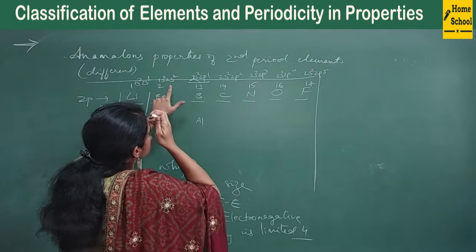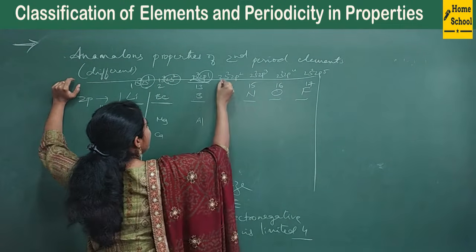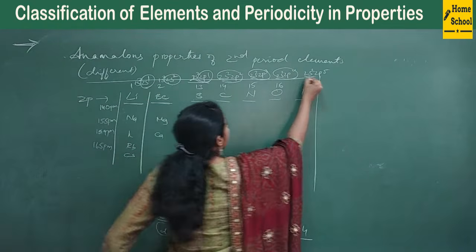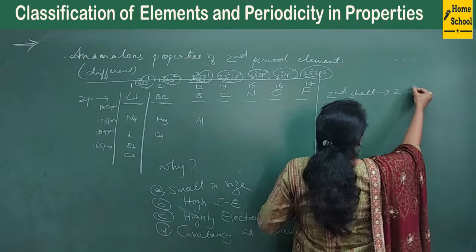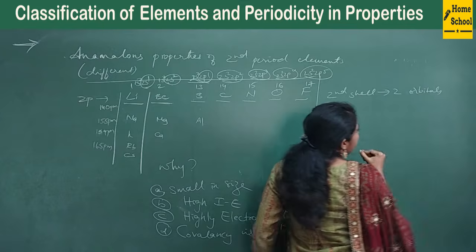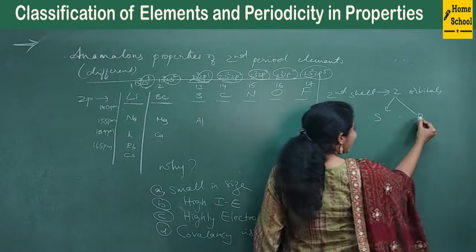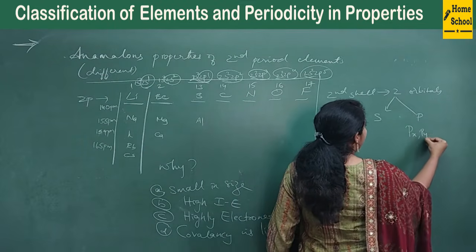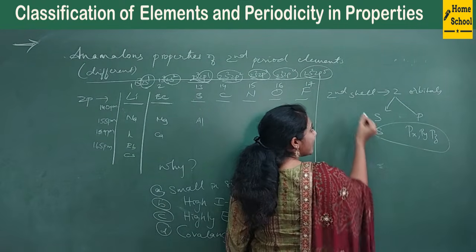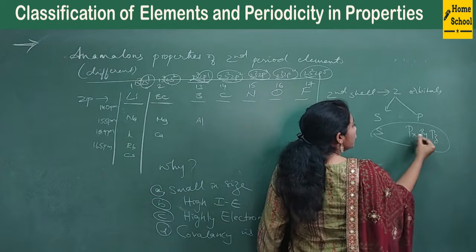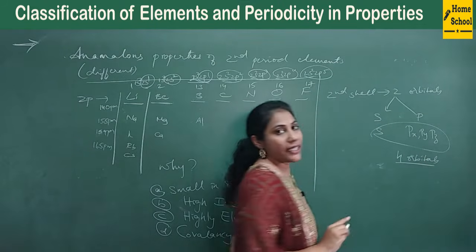So in every case, the second shell is the last shell, isn't it? In the second shell, we have only 2 types of orbitals. One is the s orbital and the other is the p orbital. Again there are 3 p orbitals, isn't it? Px, py and pz, and there is only one s orbital. So altogether how many orbitals are there in the second shell? 1, 2, 3, 4. So only 4 orbitals are available for bonding.